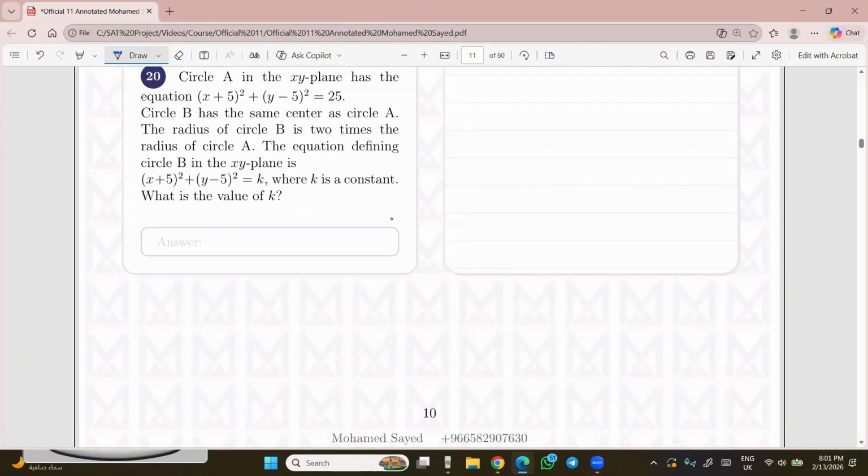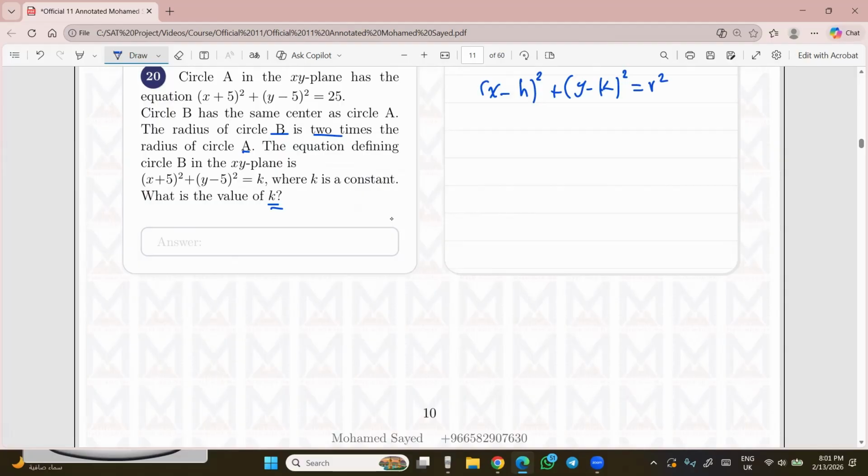Question 20. Circle A in the XY plane has the equation, as you can see. Circle B has the same center as circle A. The radius of circle B is 2 times the radius of circle A. The equation of circle B is this, where K is the constant. What is the value of K? K here is the number that should be replaced by R squared. So remember that the formula of the circle is always written like this: X minus H squared plus Y minus K all squared is equal to R squared.